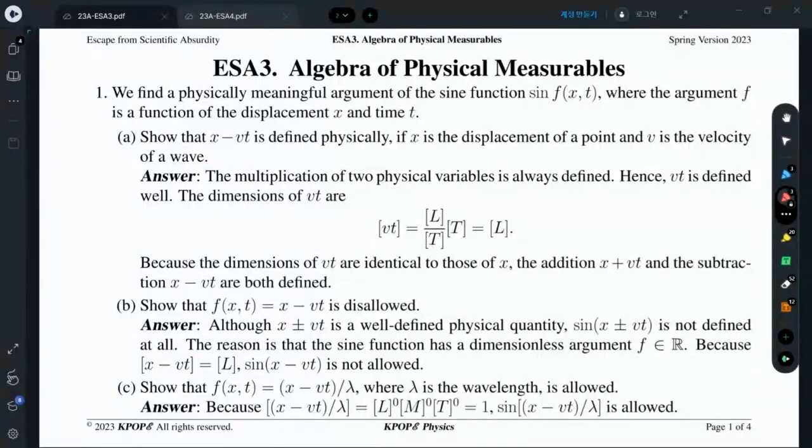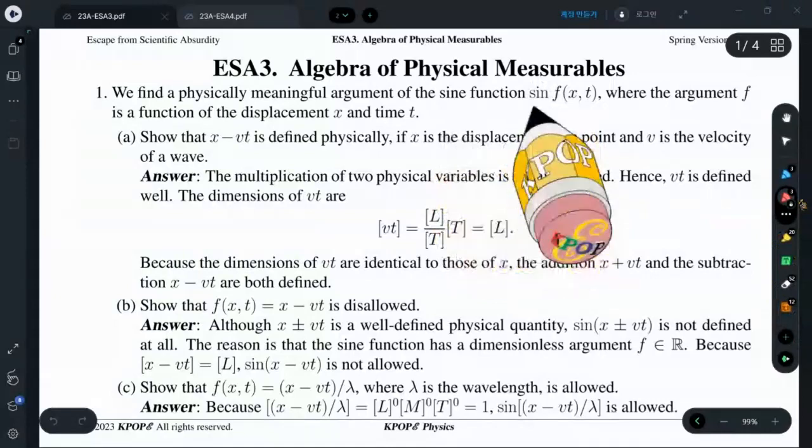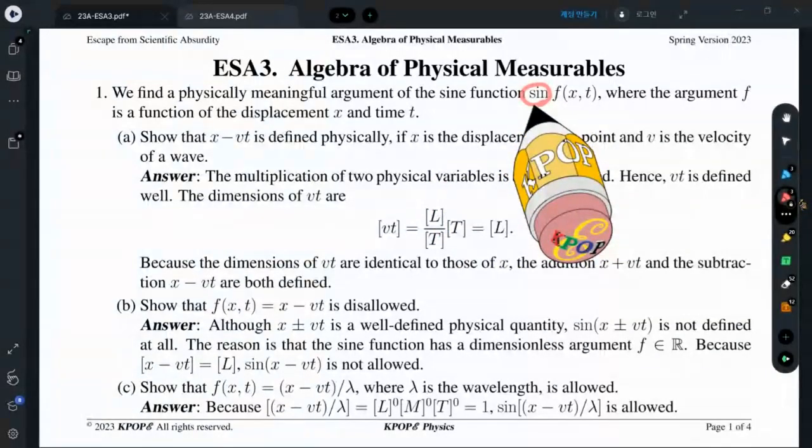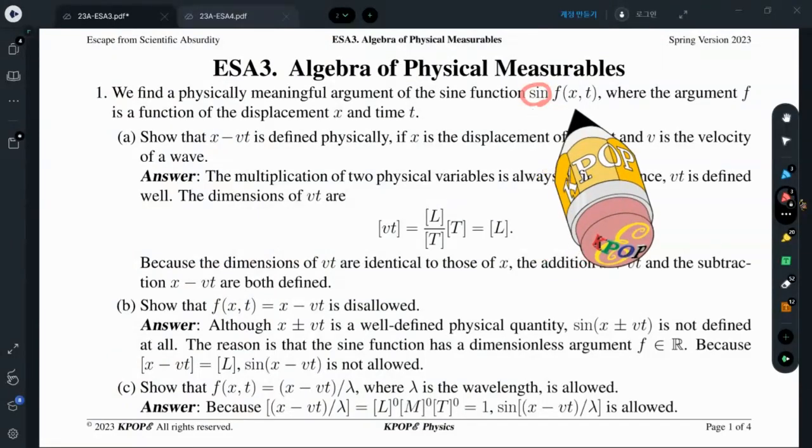Algebra of physical measurables. In mathematics, if you write a function such as a sine function, it has an argument, and sometimes it is a function of many variables. For example, a wave is a function of position and time. If you study mathematics, you don't have to take care much about the dimensions.